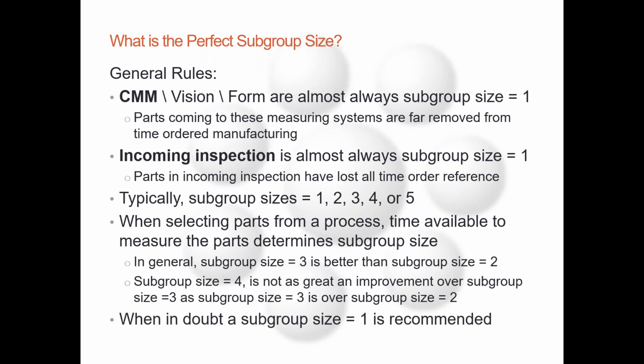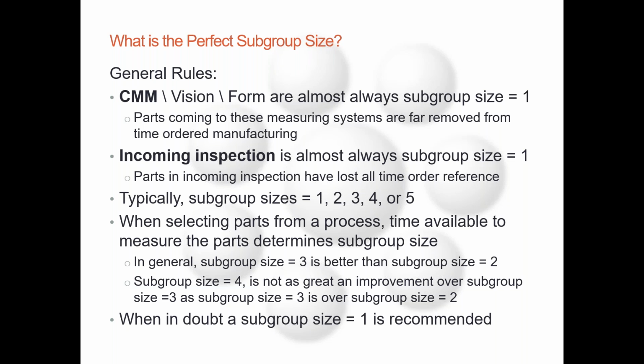General rules. For CMM data, vision, form, all these types of things, almost invariably the subgroup size is going to be 1. By the time it gets to a CMM or a vision system for measurement, parts are no longer coming off the system 1, 2, 3, 4 like we talked about earlier. So you're going to use a subgroup size of 1 because the data is more or less random. Incoming inspection. It's hard to imagine there would ever be a variation of having a subgroup size different than 1.